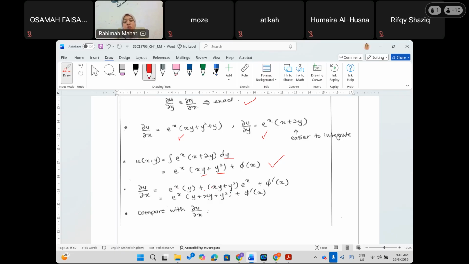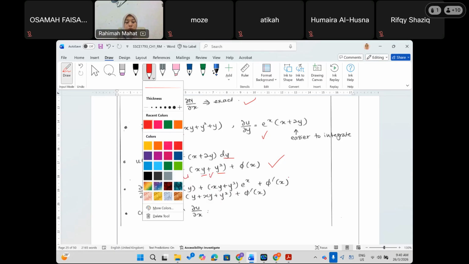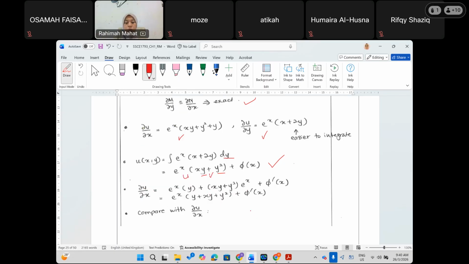This one is by using the product rule as well, okay? You use the product rule. This is your u, this is your v. Use the product rule to find the differentiation here. Okay, so let's say your u is equal to exponent x. So your u prime is equal to still exponent x.